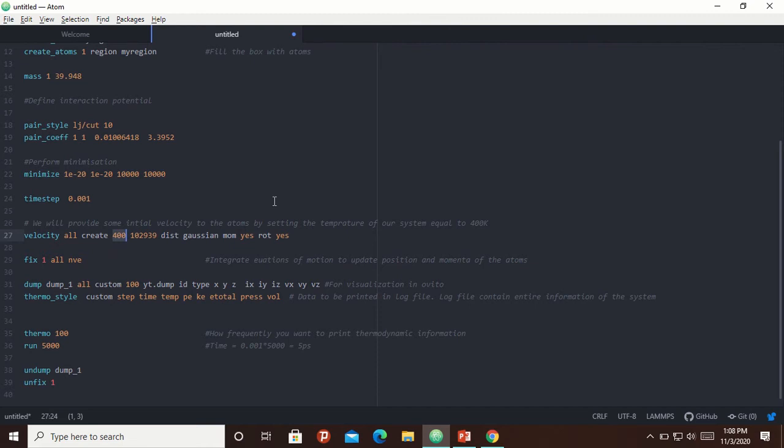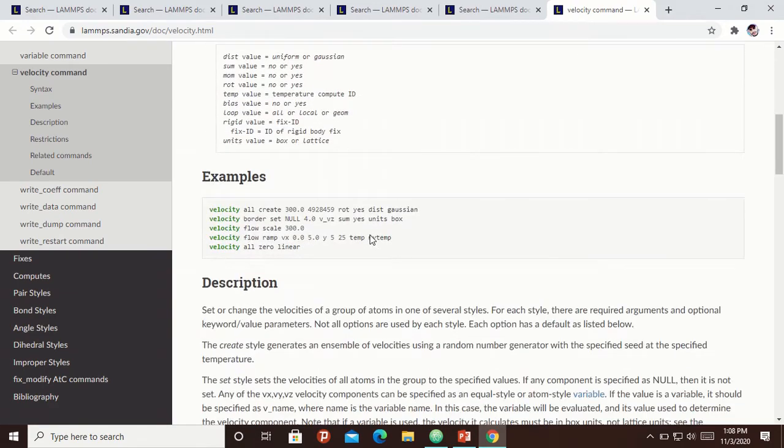Okay, so if I give some temperature to the system, the atoms will acquire some velocity, in such a way that the temperature of the system is equal to 400 Kelvin. And whenever we want our system to remain in thermal equilibrium, we distribute the velocity among different atoms in our system in a Gaussian manner. So this distribution will be Gaussian, and these are the other keywords that have been used here, that you can check.